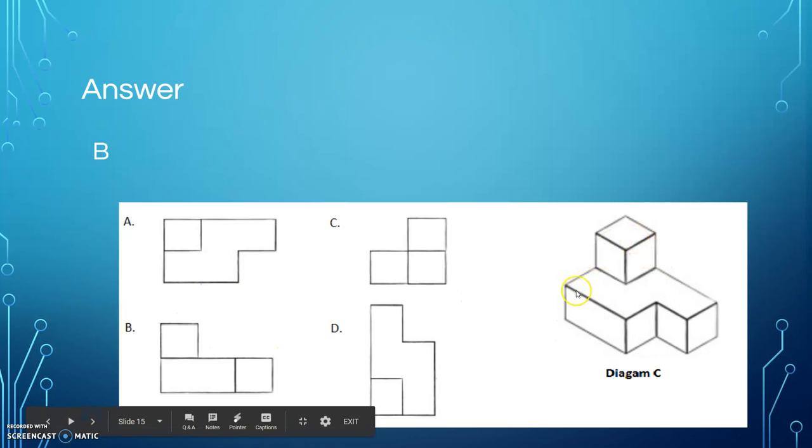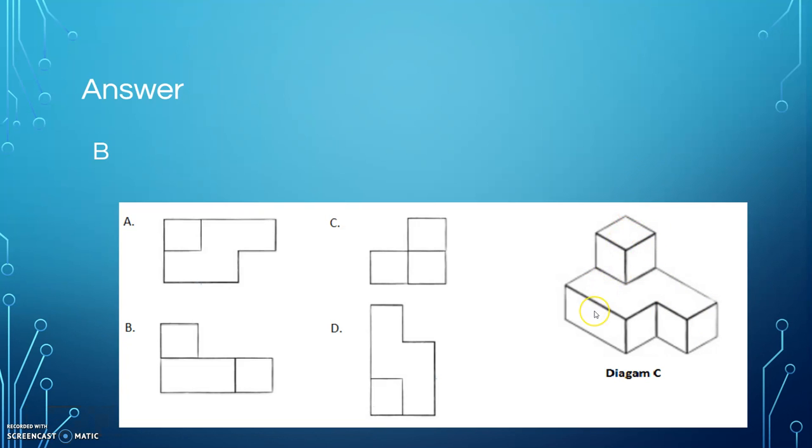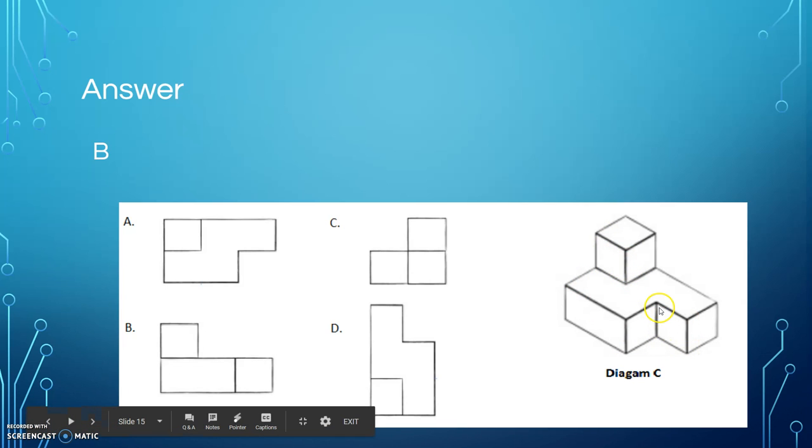As we look at our object, which is diagram C over here, we can see that this angle is always going to be the front view. This is always going to be the side view. And then coming from top to bottom is always the top view. As I look at my front view, I've got a rectangle right here. I have a square that is directly above it and a square that is over to the side of it.